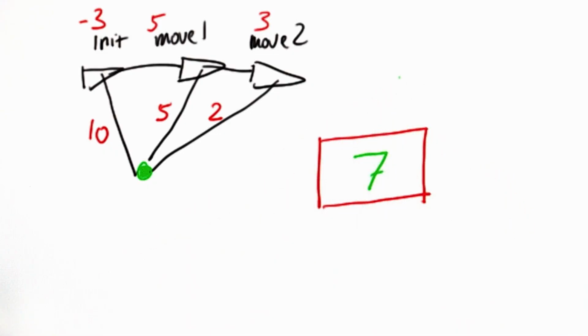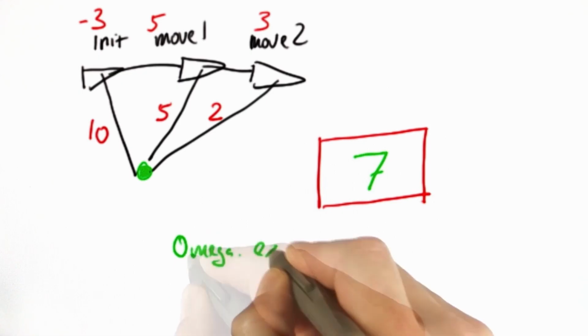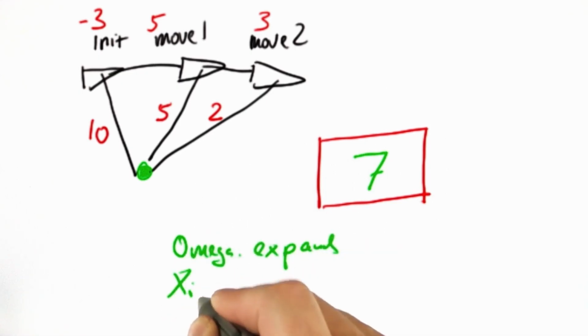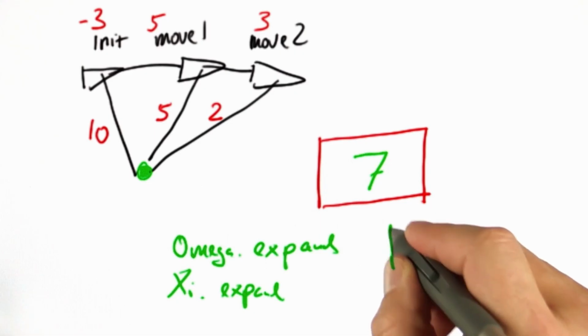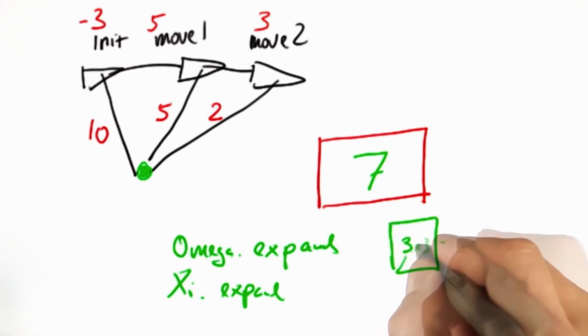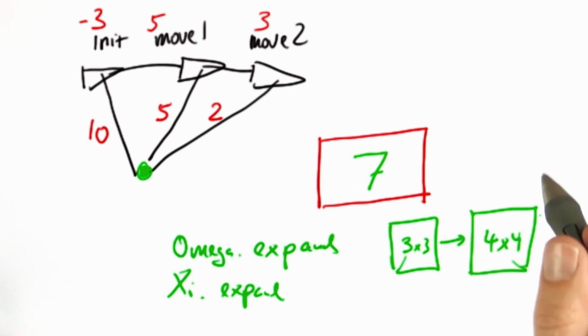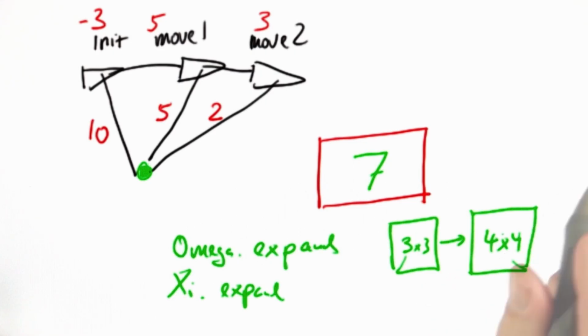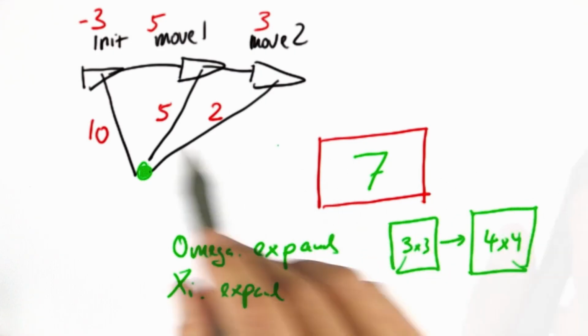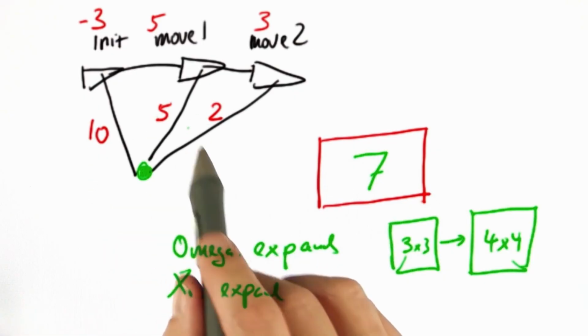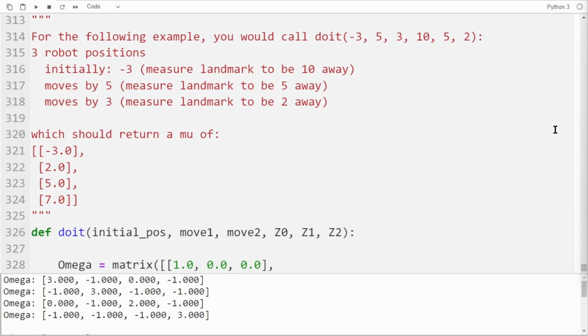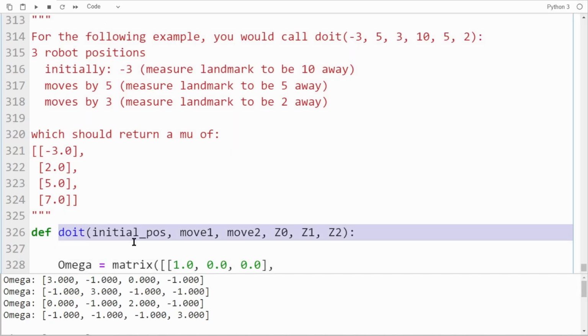That is called expand. So you can run omega.expand and xi.expand to take your 3 by 3 matrix or vector and move it to a 4 by 4 vector that you actually need when you have to include the landmark itself. So give that a try and see if you can modify the code. Now I have additional input parameters of measurement 0, 1, and 2. So in particular, here is our new do-it routine. It now has as input parameters my 2 motion commands and the 3 measurements command for the 3 different poses.